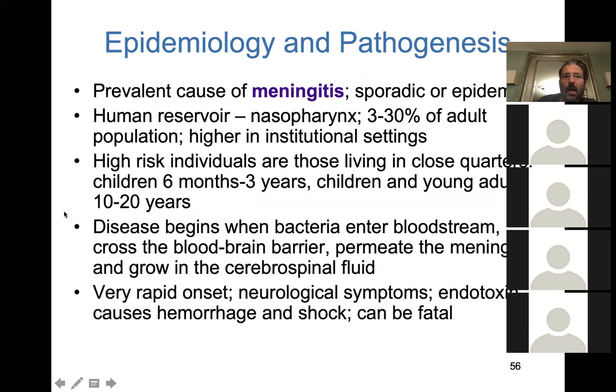Okay. So yeah, so usually human reservoir nasopharynx, higher institutional setting. So, it could be prison, group home, dormitory, wherever, where you're going to be in constant contact with people in close proximity. Right?